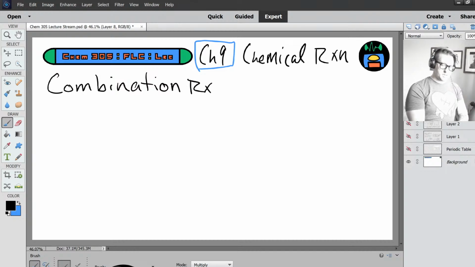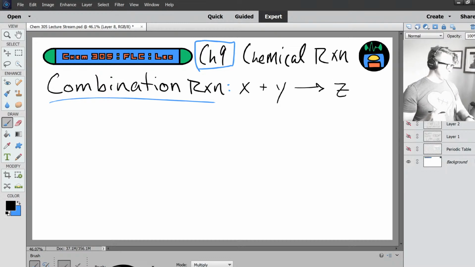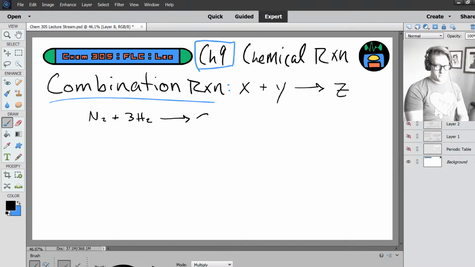A combination reaction is a reaction where you take two things, which I'm just going to call X and Y, and they react together to make a thing that I'm going to call Z. They combine to make Z. An example of a combination reaction that we've already seen would be the reaction between nitrogen and hydrogen to form ammonia. These two gases, H2 and N2, combine together to form a new molecule, NH3.